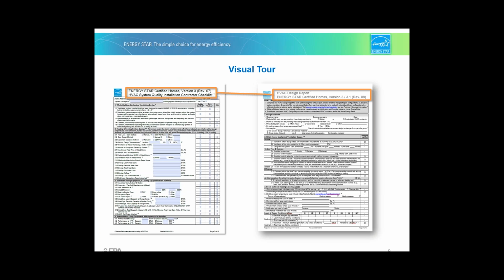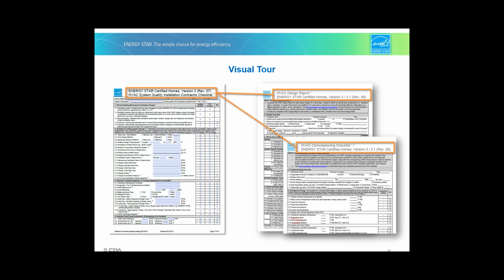The HVAC design report, which contains the design-related items and will continue to be completed by the HVAC designer, and the HVAC commissioning checklist, which contains the commissioning-related items and will continue to be completed by a credentialed HVAC contractor for each system.